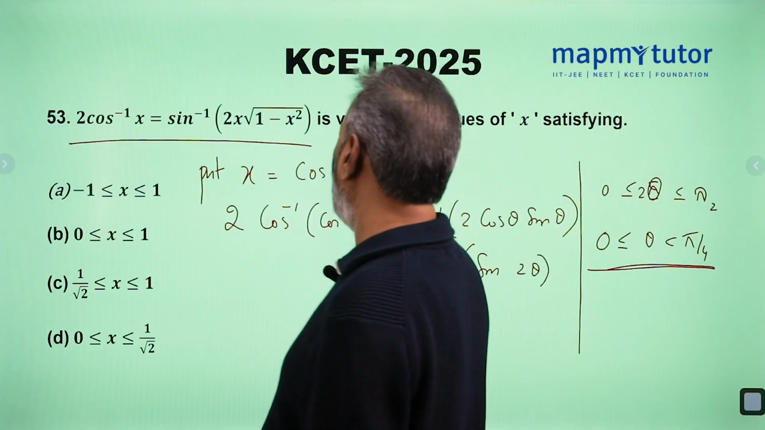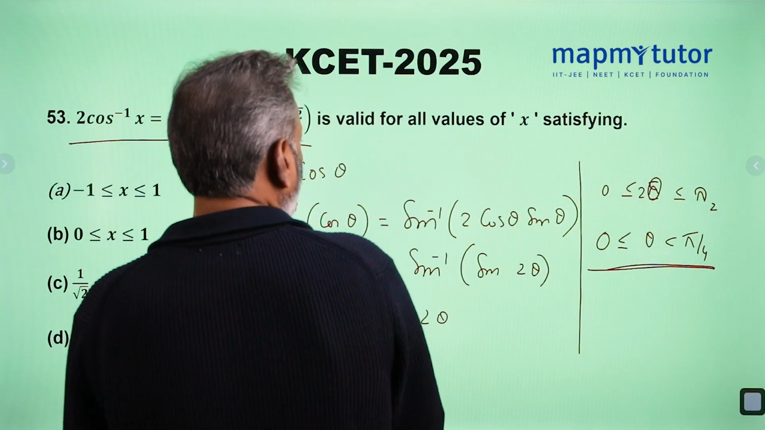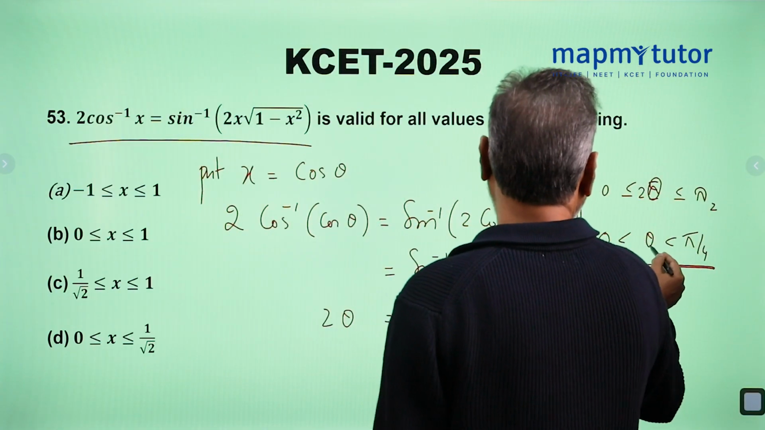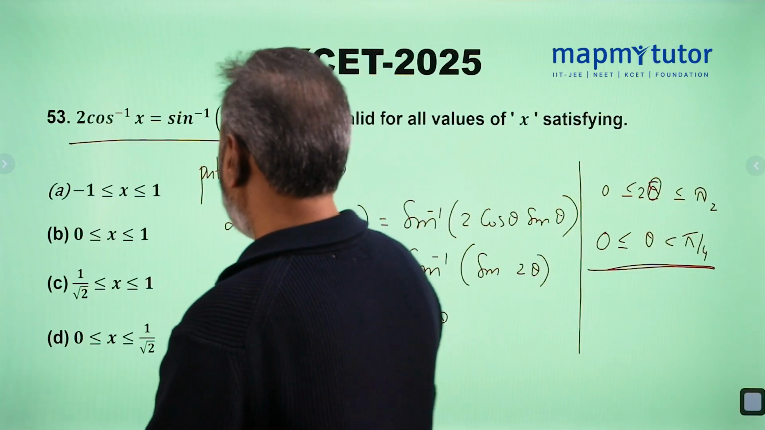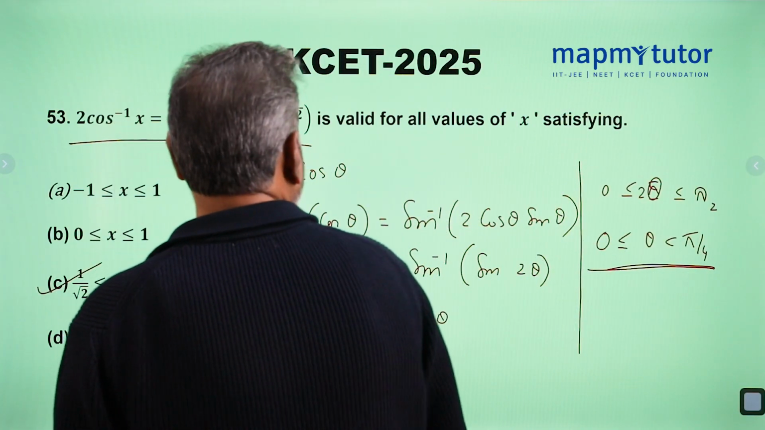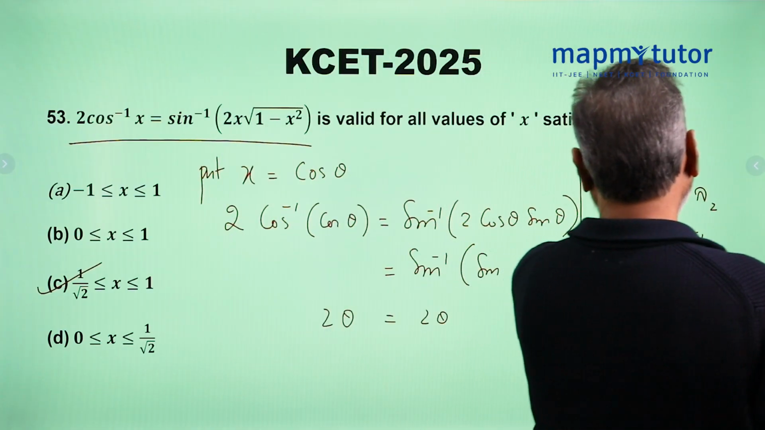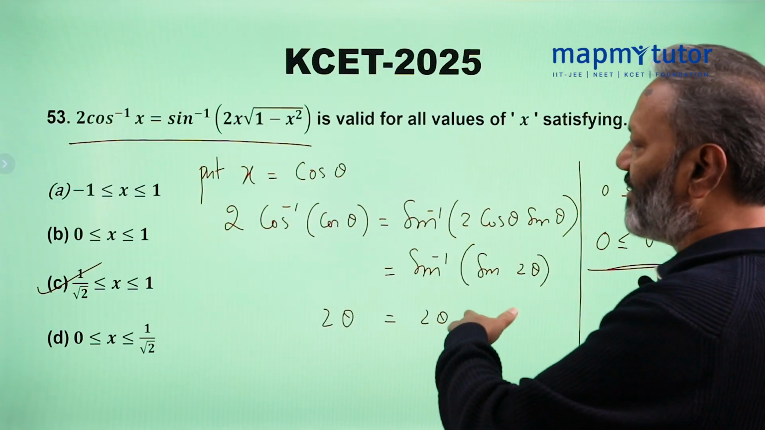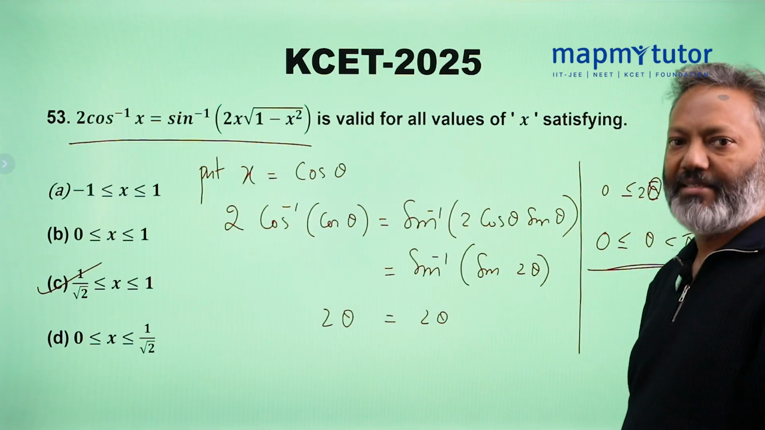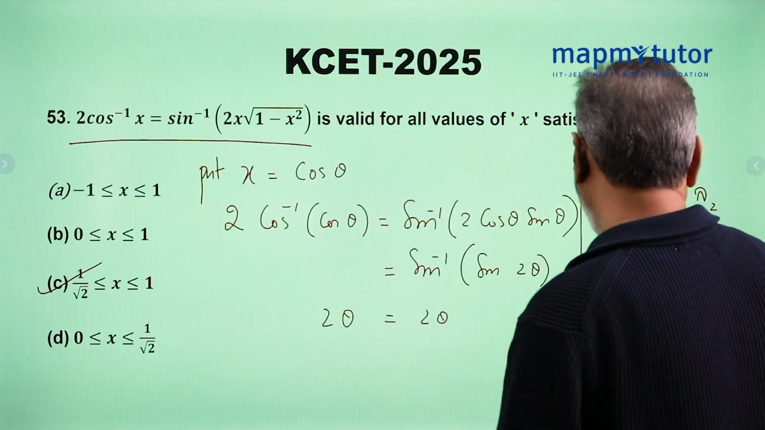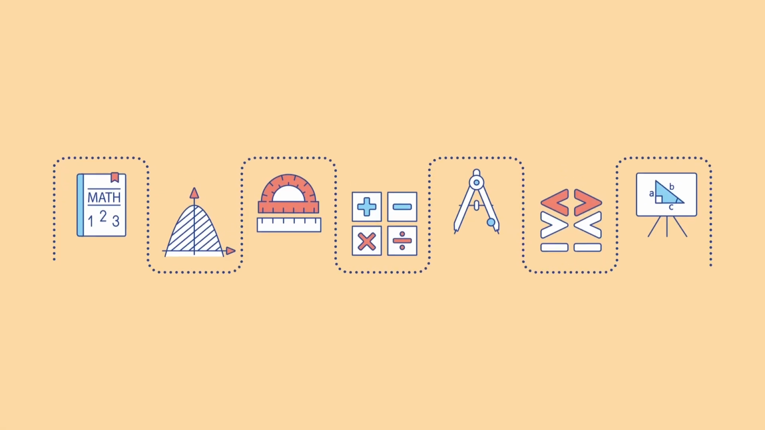And correspondingly, what will be x? Of course, x is cos theta. So cos 0 is 1 and cos pi by 4 is 1 by root 2. Because it is a decreasing function, it will be in the reverse order: 1 by root 2 to 1. Yes, it is option C. 1 by root 2 to 1 is the range of x for which this equation is valid. Okay.